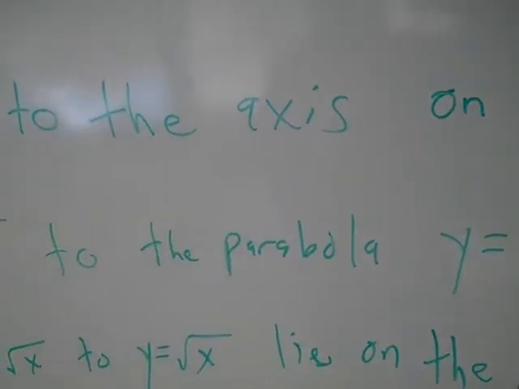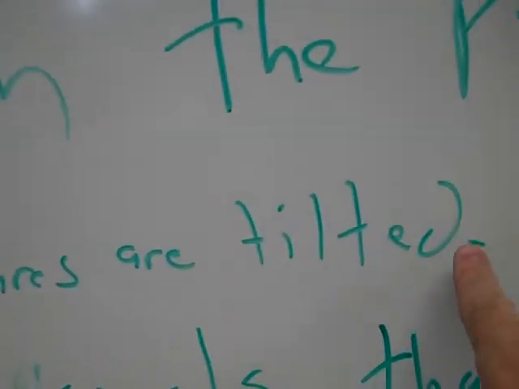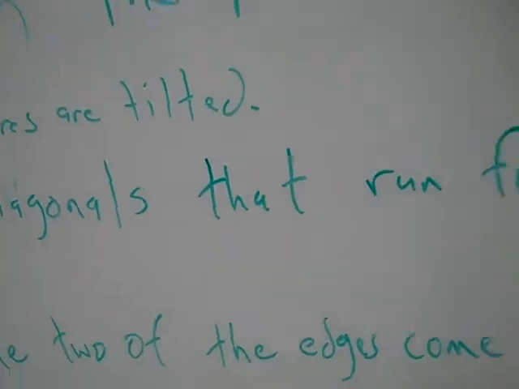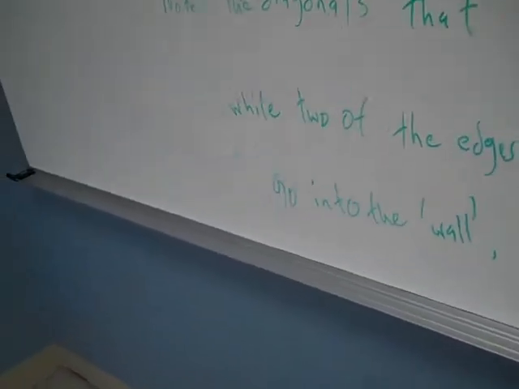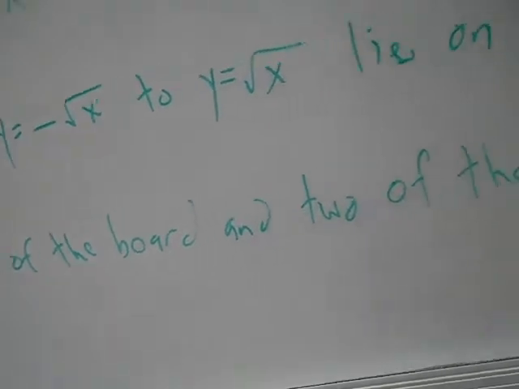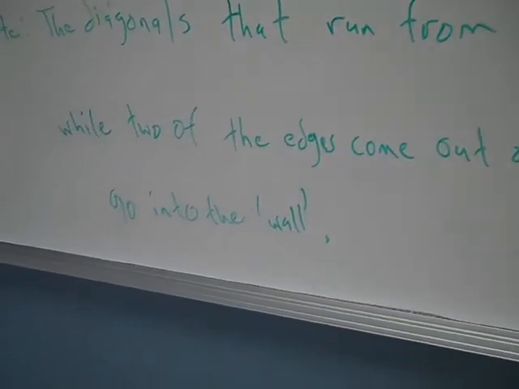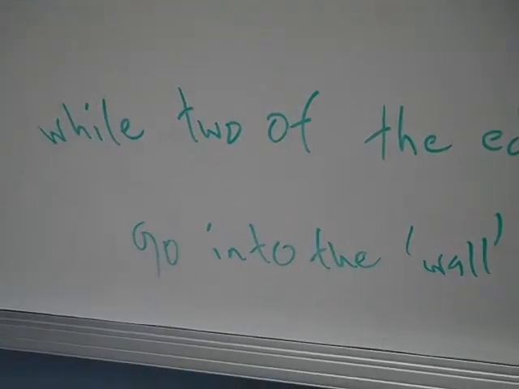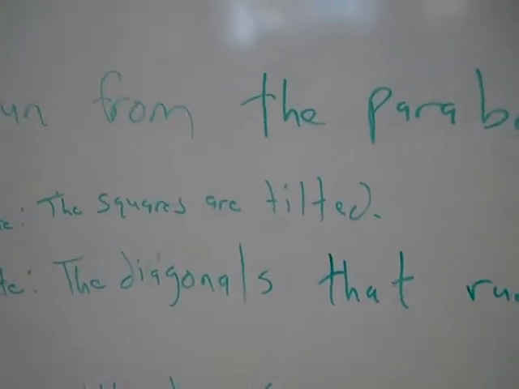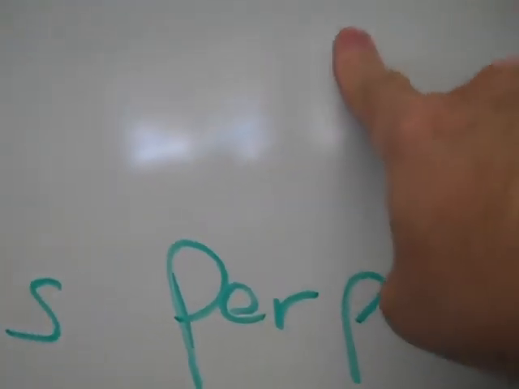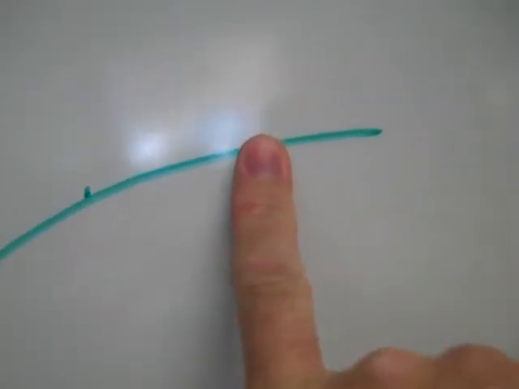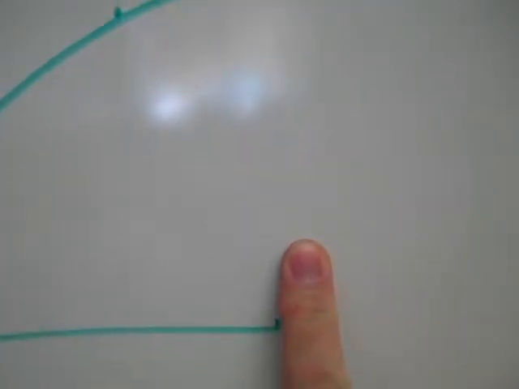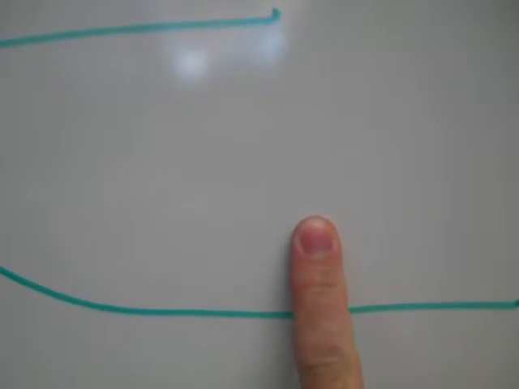So what is happening here is that our squares are tilted such that the diagonals that run from y equals negative radical x to y equals radical x lie on the board, while two of the edges come out of the board and two of the edges sort of go into the wall. Let me use my finger. The diagonal is on the board. The diagonal of the square is running from here to here. For any cross-section square, the diagonal is going straight down on the y-axis. So the diagonal is along the y-axis.